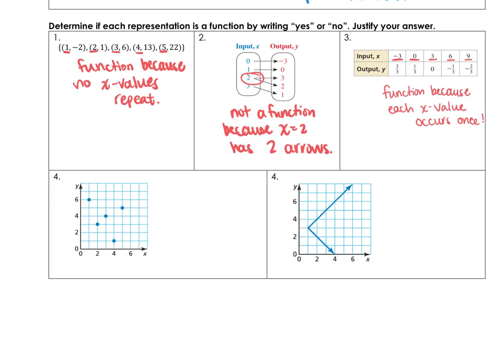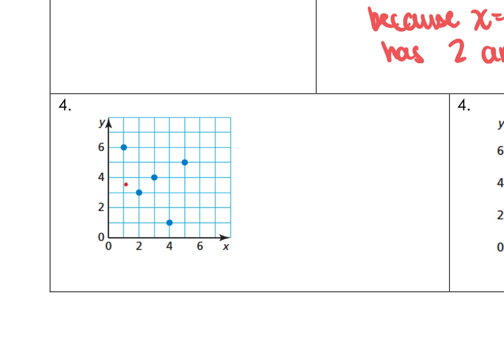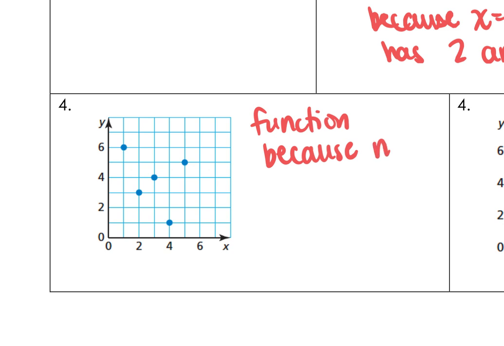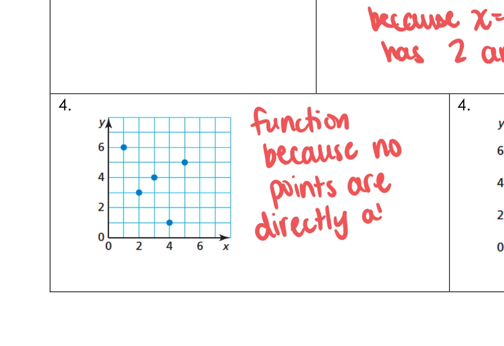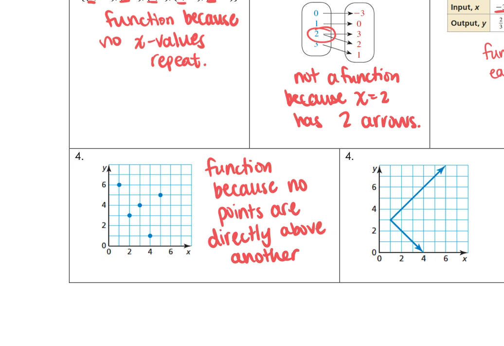And we've got 2 more, our graphs. Number 4, we've got those points we're looking for. Do any of these points lie directly above the other? No, they do not. So number 4 is a function because no points are directly above another. So since no points are directly above another, it is a function.